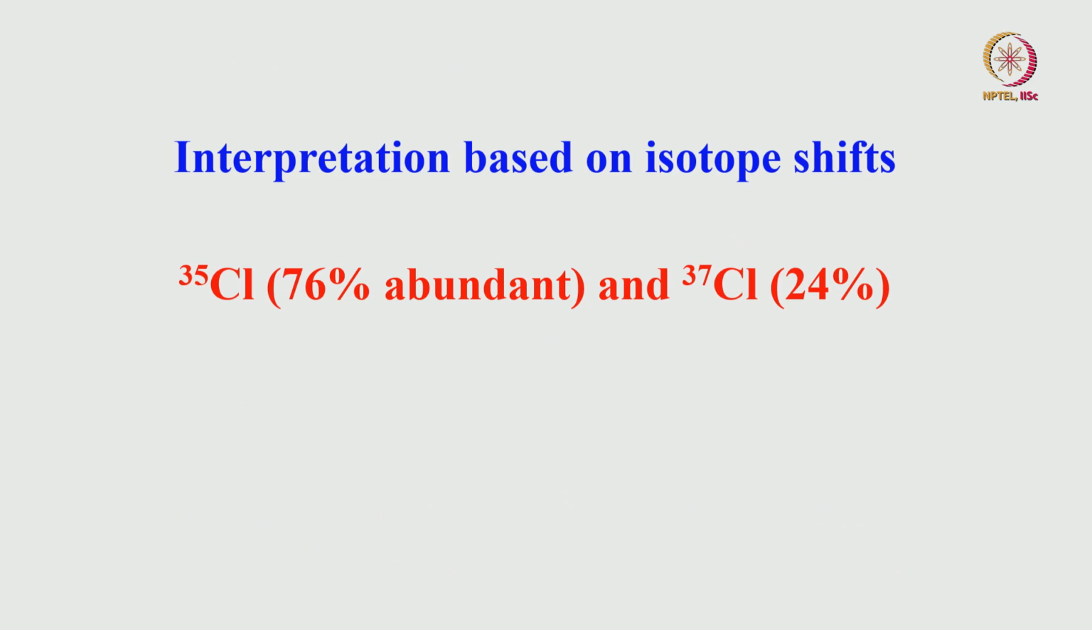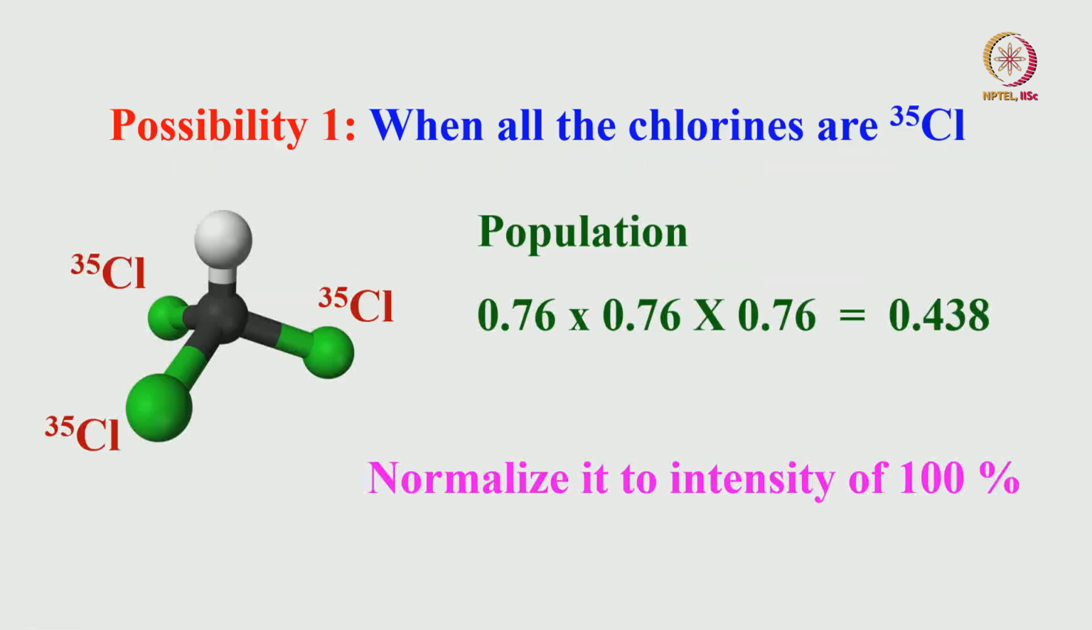Before that, you should remember that chlorine has 2 isotopes: chlorine 35 is 76% and chlorine 37 is 24%. Like bromine, where we got 79 and 81 at 50-50, here also we should consider the abundance: 76 and 24. There are various isotopomers we can think of. What is the possibility 1?